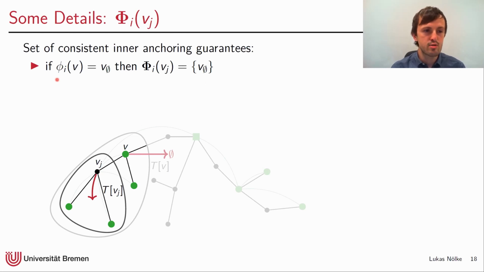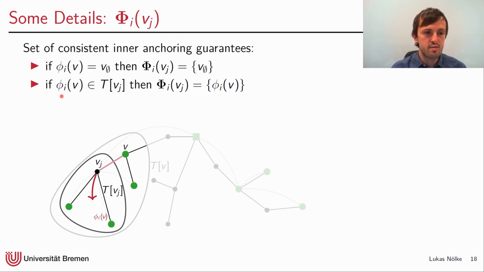So if the inner anchoring guarantee of V is non-existent, then there also cannot be an inner anchoring guarantee for Vj, because otherwise V could already anchor to this. So in this case, we then do not give any anchoring guarantees for Vj as well. The second option, if the anchoring guarantee for V is inside of the subtree for Vj, then again, since the shortest path goes through Vj here, this also has to be the anchoring guarantee for Vj, and we only get this single choice for Vj.